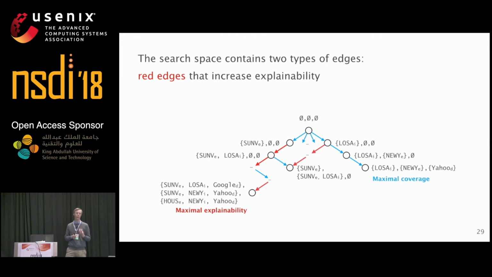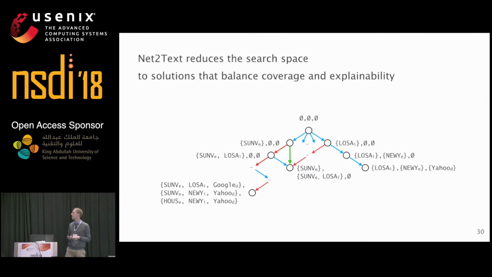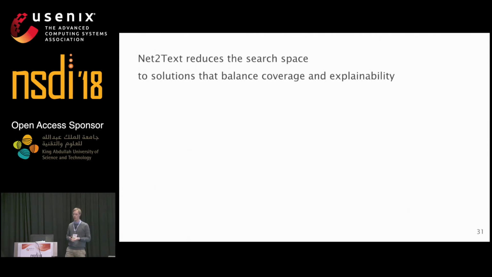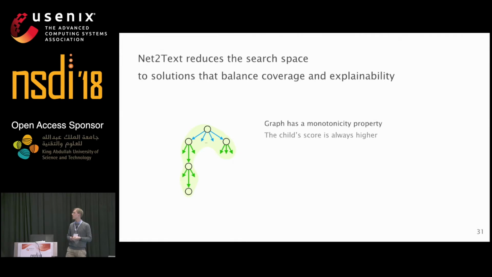However, our summaries should balance coverage and explainability. So we built a new graph, which always takes a red and a blue edge and creates a green edge, a combination of a coverage and an explainability edge, which leads to a much smaller graph, which balances the coverage and explainability and has a very nice monotonicity property. So the score of a child is always higher than its parent's score, and this allows us to greedily explore this graph by always following the most promising path.